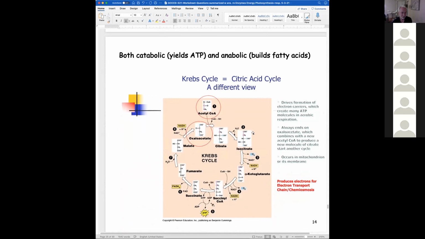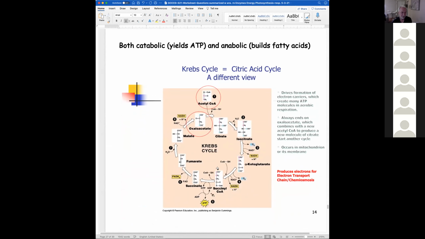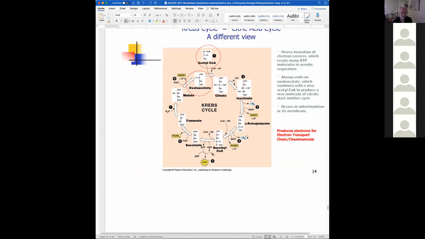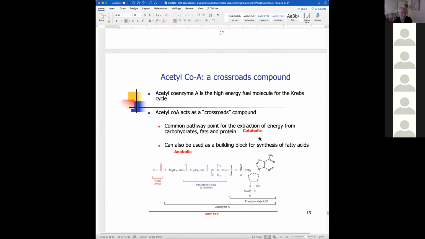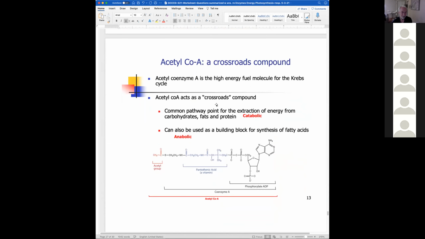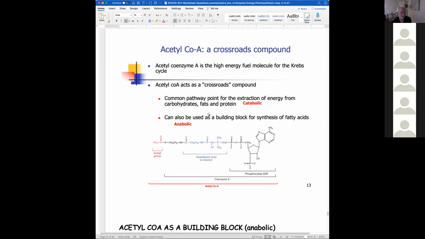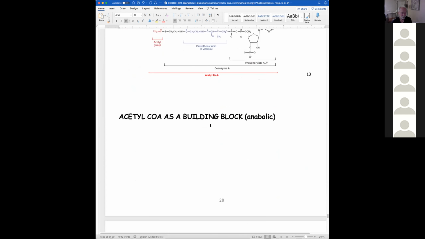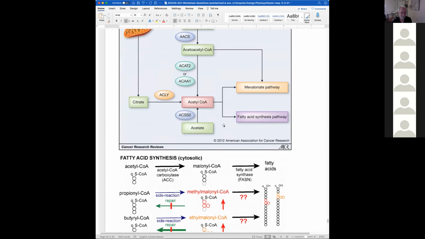Okay, back to acetyl-CoA. The importance of it is that it's the first step. It's necessary for the Krebs cycle to operate. It feeds the carbon into the Krebs cycle. And it's considered a crossroad compound because it can be either catabolic or anabolic. So it's catabolic, it's what we've been talking about, extracting energy from carbohydrates, fats, and proteins. It's anabolic in that it can be used to build fatty acids.